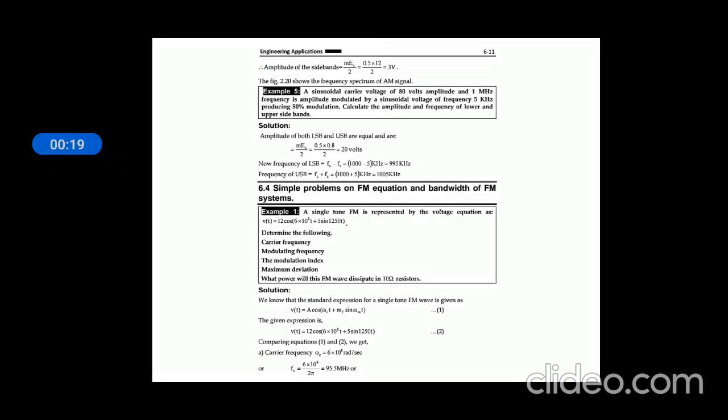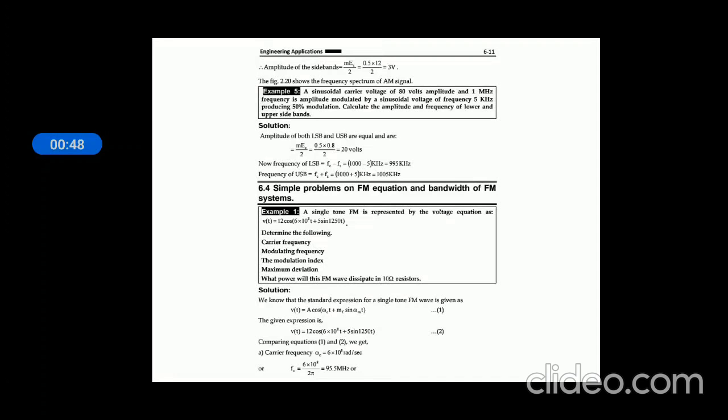I am teaching analog communication subject in which there are 6 chapters. We completed 5 chapters. Now we are in 6th chapter, engineering applications. In engineering applications, we solved problems on noise, amplitude modulation. Now, in today's session, I am going to solve problems on frequency modulation.